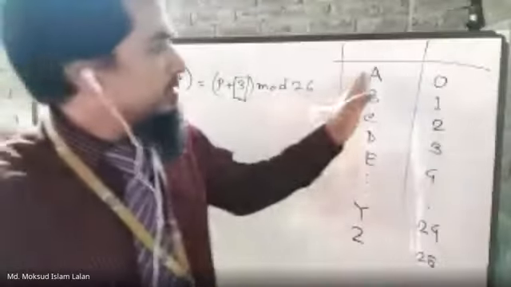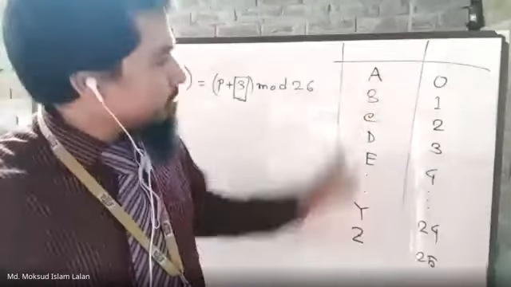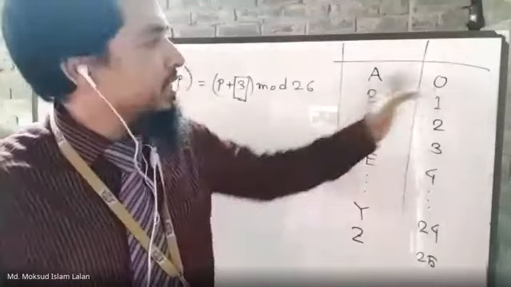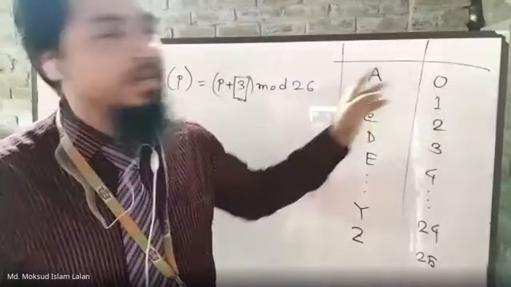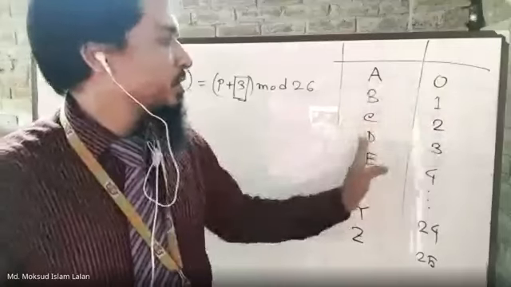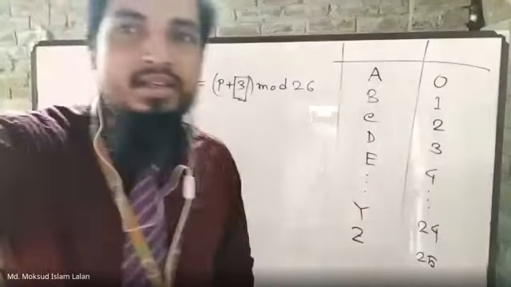So in the Caesar cipher, he considered the English alphabet like this. A means 0, B means 1, C means 2, D means 3, E means 4. Do you understand? Yes, sir.